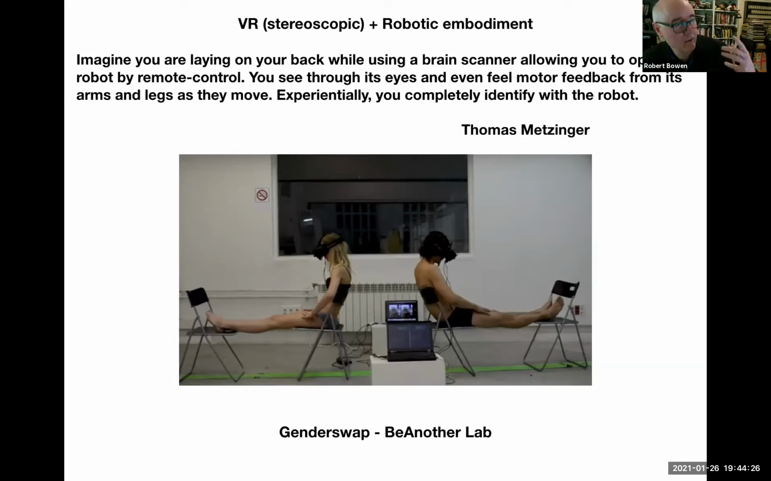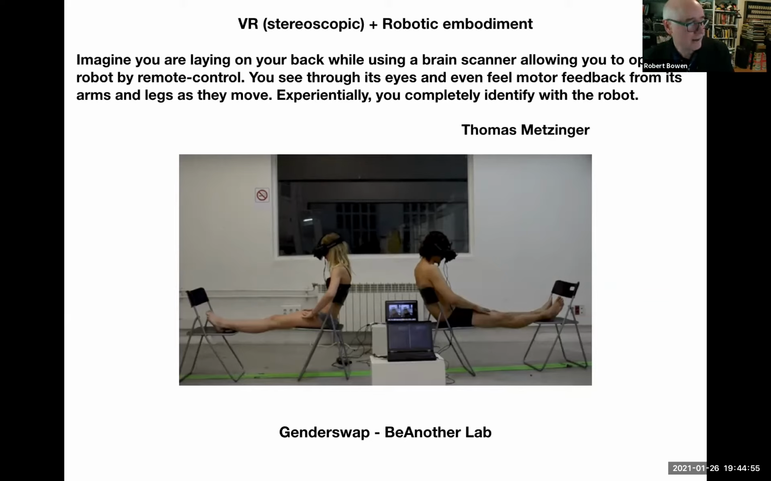So with a VR system, you can become this other kind of being. And the other image that I put down there is from an artwork called Gender Swap by an architectural arts group called Be Another Lab.